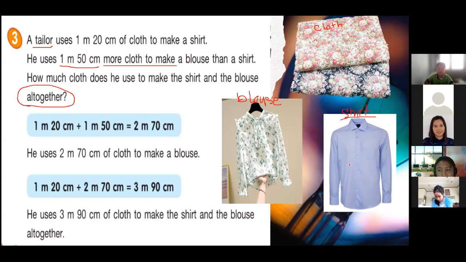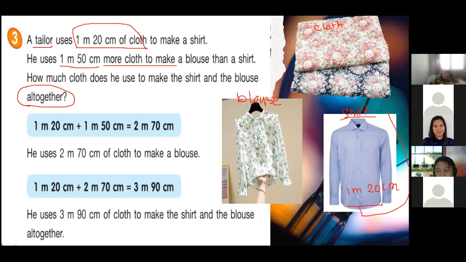So it means if he will make a shirt, the measurement is 1 meter and 20 centimeter. Okay, for shirt. So this is an example of a shirt. So it means if the tailor will make a shirt, he will use only 1 meter and 20 centimeter of cloth.